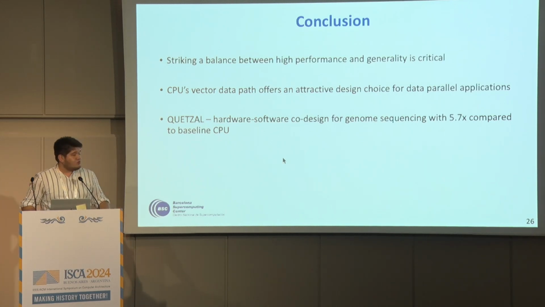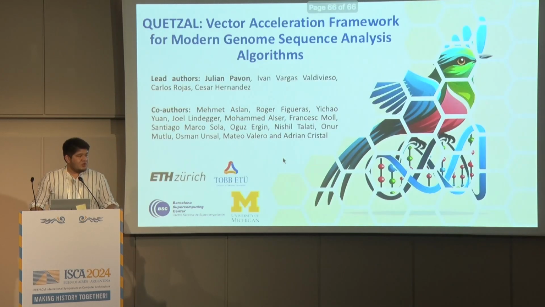To overcome this, we designed QUETZAL, a hardware-software co-design genome sequencing accelerator that features 5.7x better performance than the baseline CPU, and as you observed, it can get up to 2.7x better performance than GPUs when processing long input sequences. That will be all for me. I'm open to any questions, and thank you so much.